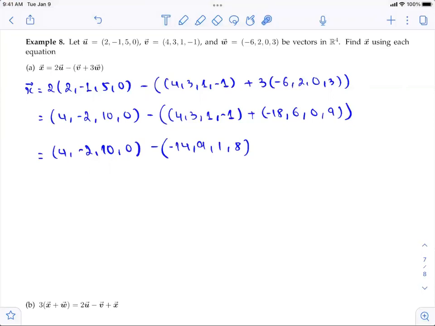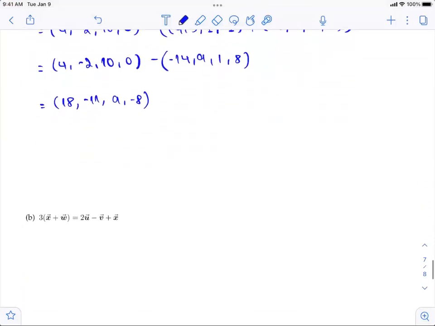And then you do the subtraction, the difference between the two vectors. And you obtain a new vector of the form 18, right? So 4 minus negative 14 is 18. Negative 2 minus 9 is negative 11. And 10 minus 1 is 9. And the last component, 0 minus 8 is negative 8. All right, so that's problem A. Hopefully, this is a straightforward calculation as well.